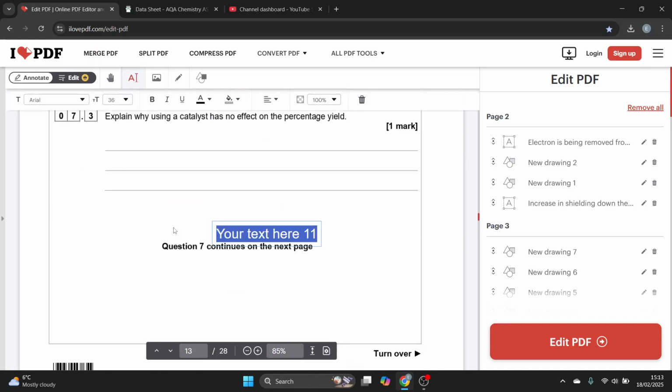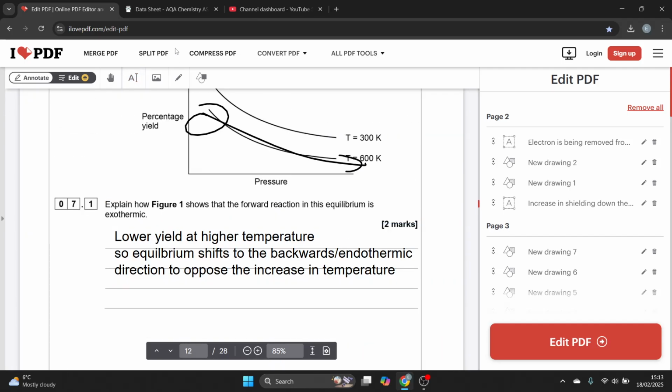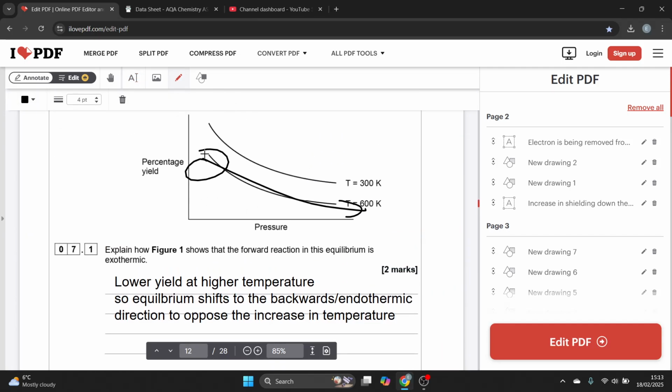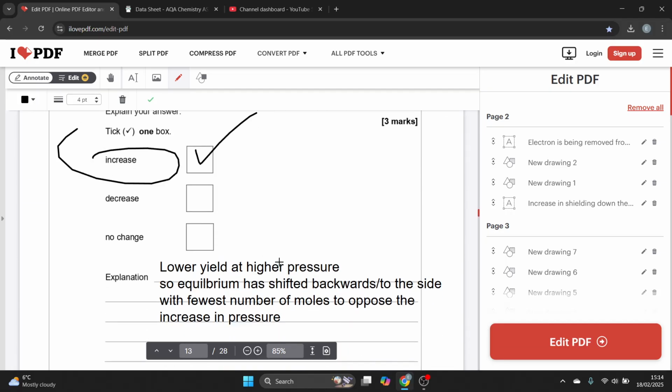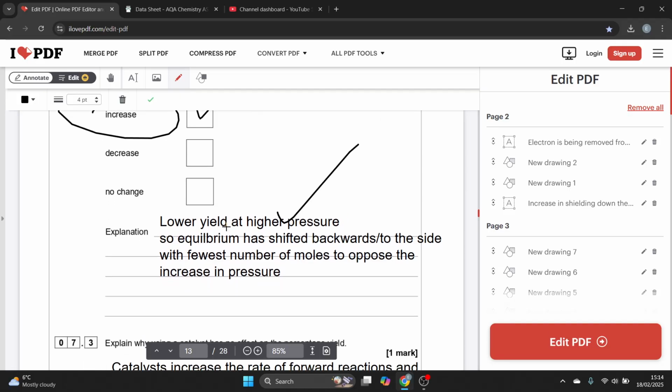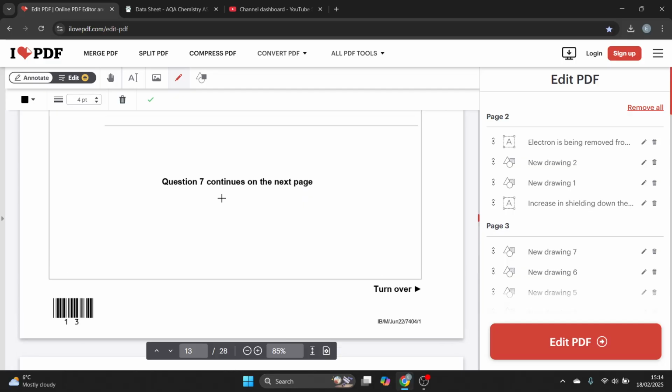Explain why using a catalyst has no effect on the percentage yield. A catalyst increases the rate of the forward reaction and the reverse reaction equally, hence no effect. So: lower yield at high temperature, so equilibrium shifts in the backwards, endothermic direction to oppose the increased temperature. Lower yield at higher pressure, equilibrium shifted backwards to the side with fewer moles to oppose the increase in pressure. And a catalyst increases the rate of forward and reverse direction equally.